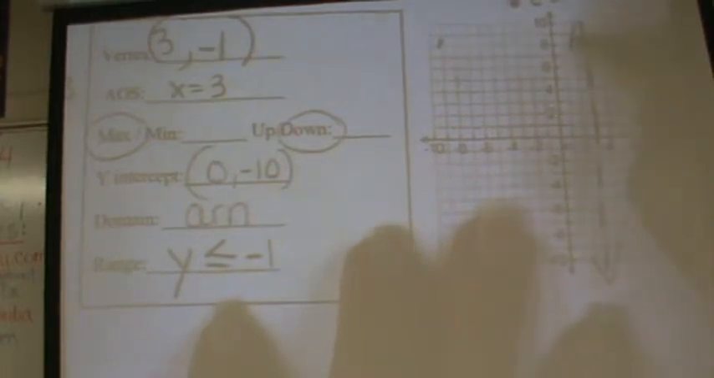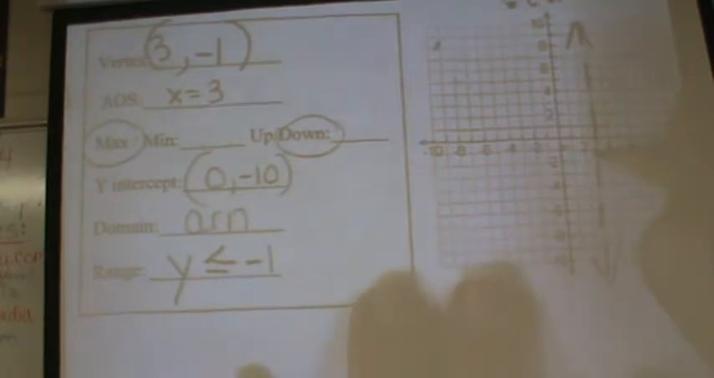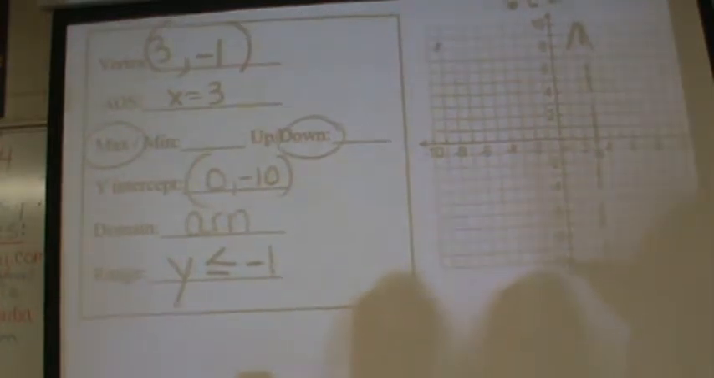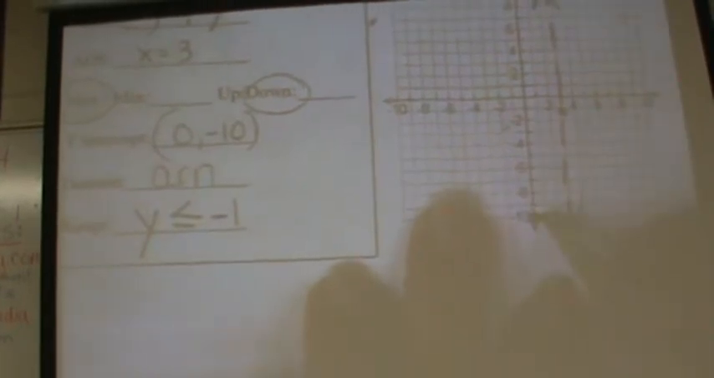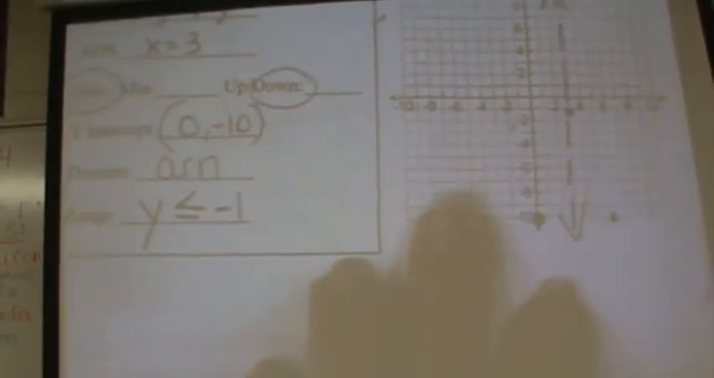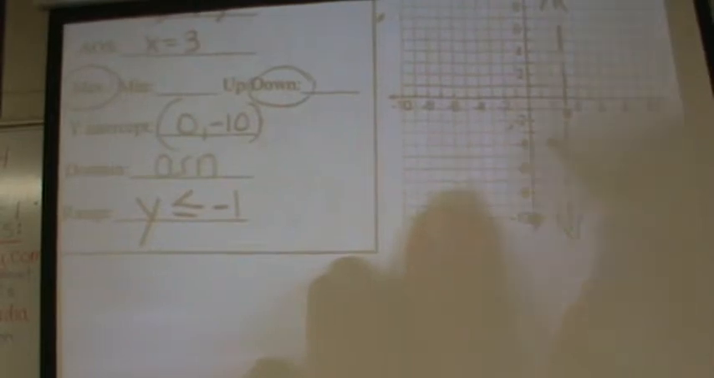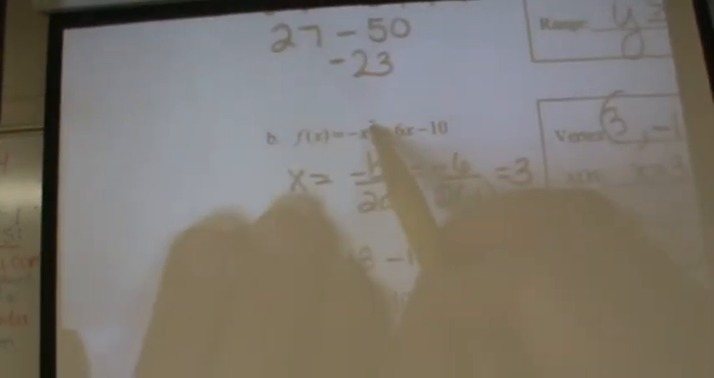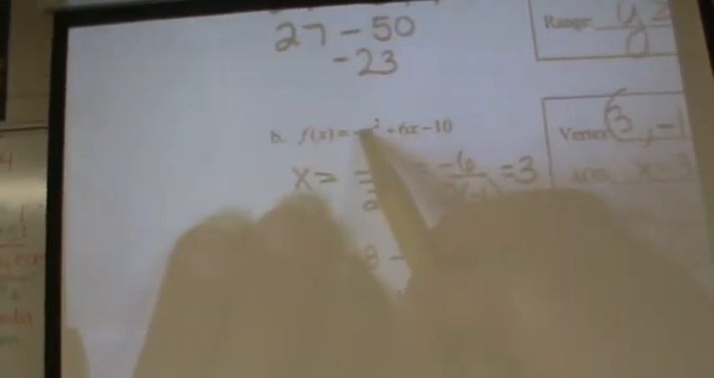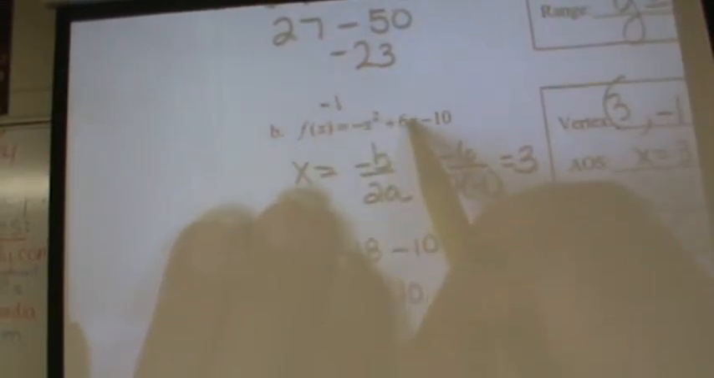So let's plot what we have here. Our axis of symmetry is x equals 3, where 3, negative 1 is our vertex. It's upside down. Our y-intercept is negative 10. So can we stick another point opposite right here? And now the other thing you want to do is pick a number. I would plug a 1 in. Let's do 1. What's 1 squared? What's 1 times negative 1? Negative 1. What's 6 times 1?